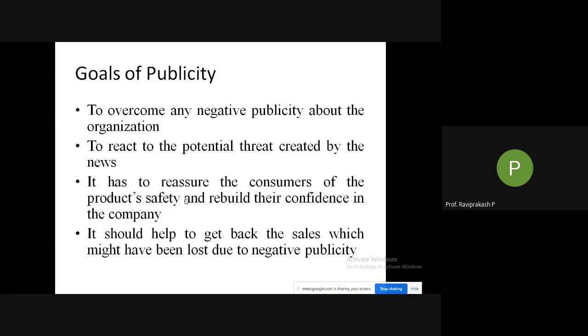Then it has to reassure the consumers of the product's safety and rebuild their confidence in the company. In the previous classes I explained that if something new is coming in the market, people are reluctant to buy because they don't have trust. We have never heard about the product or the company. If something happens, whom do we need to ask? If it is a very big company, you know there is a set mechanism for where to ask or whom to meet if you have any issues or problems.